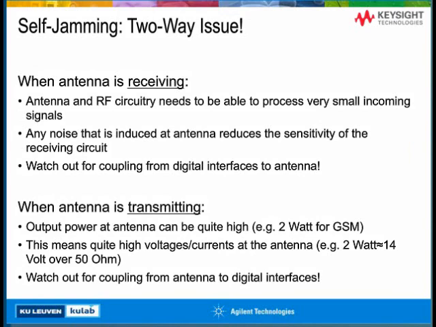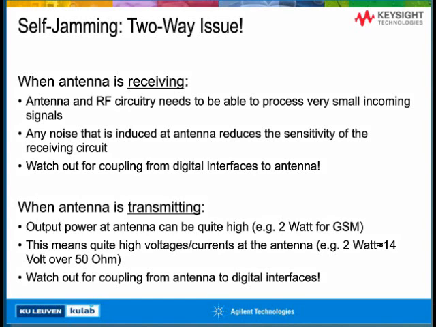Looking into the self-jamming problem between interconnects and antennas in a more detailed way, we have to recognize that it's actually a two-way issue. An antenna can be receiving, an antenna can be transmitting. In both cases, we can have self-jamming problems, but they're a little bit different in nature. When the antenna is receiving, what's happening then? Well, the antenna and the RF circuitry that follows it need to be able to process very small incoming signals. This also means that any noise that is induced at the antenna port immediately reduces the sensitivity of the whole receiving circuit.